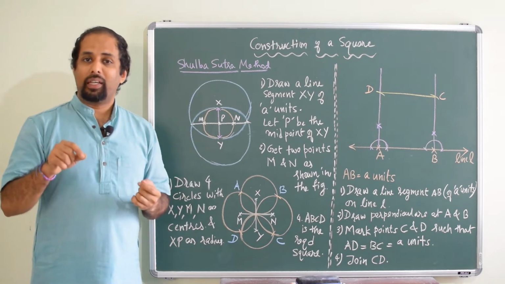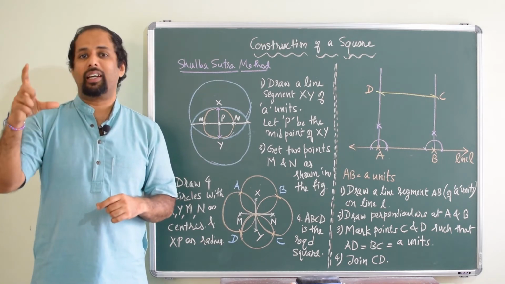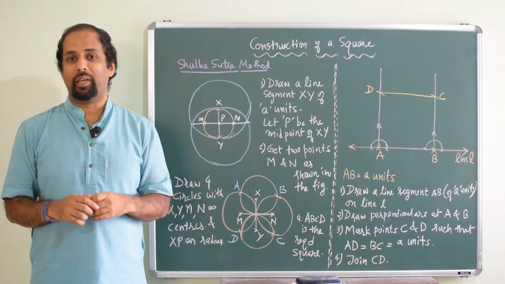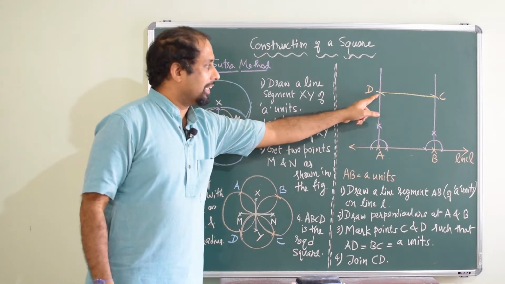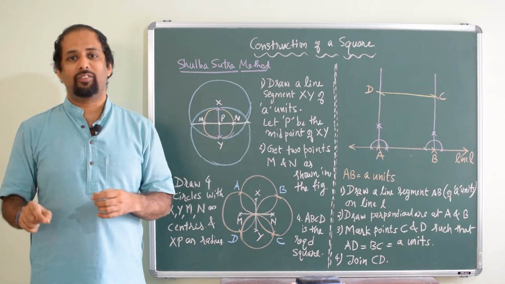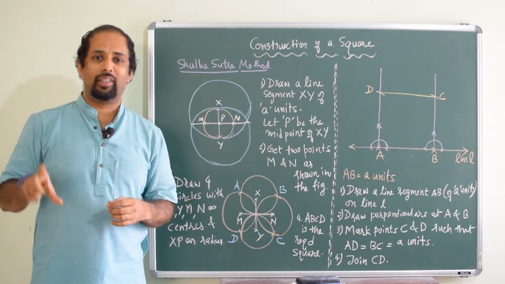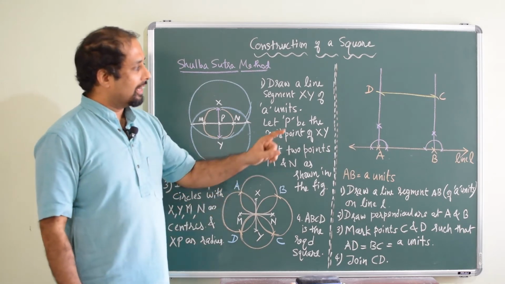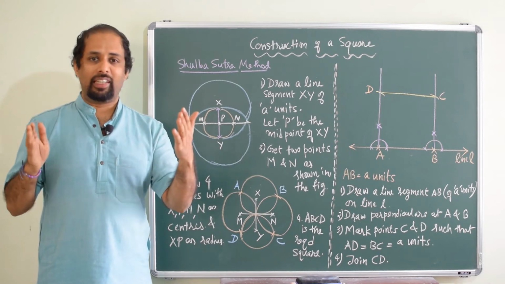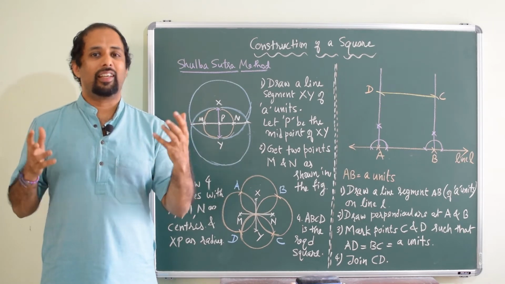Now again keeping A as the center, we will draw one more arc whose radius is A units, which is equal to AB, and that arc will be cutting this line at a point D. Similarly, keeping B as the center, we draw one more arc of the same radius A units, and that arc will be cutting that line at a point C. Now if you join C and D, ABCD is the required square.